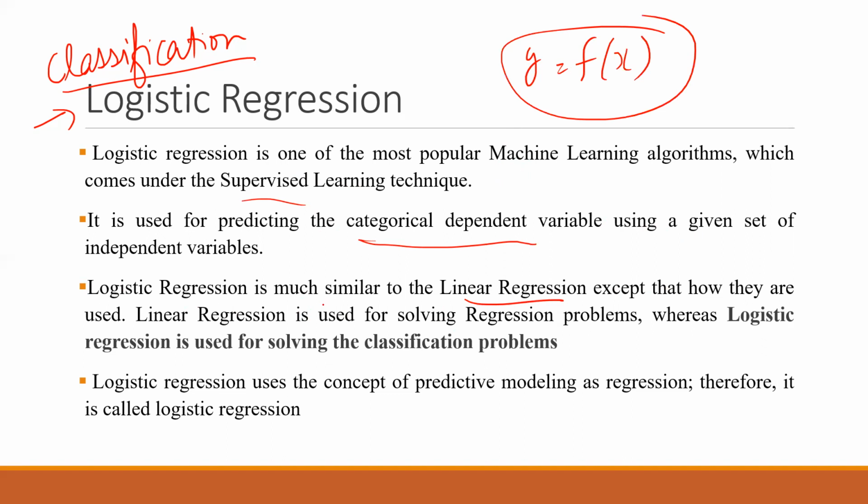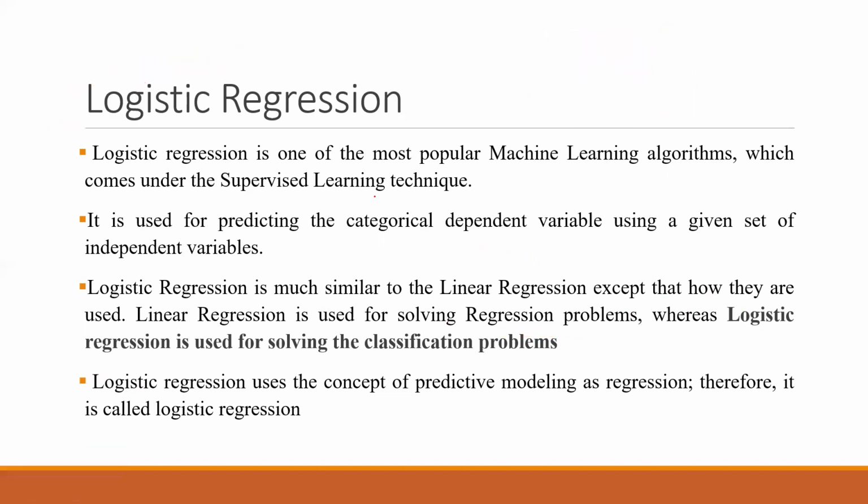Now obviously linear regression was giving us floating-point values. It was not just natural numbers. So linear regression is used for solving regression problems, but logistic regression is used for solving classification. There is a very small difference between these two. As a beginner, you might get confused that linear regression and logistic regression both have the word regression in them, so both are part of regression. But you have to remember that logistic regression is a classification model.